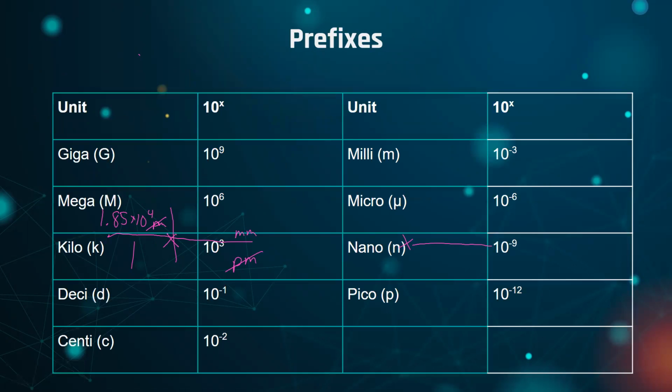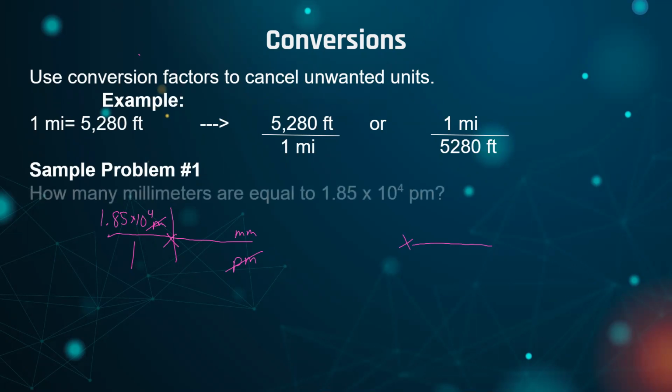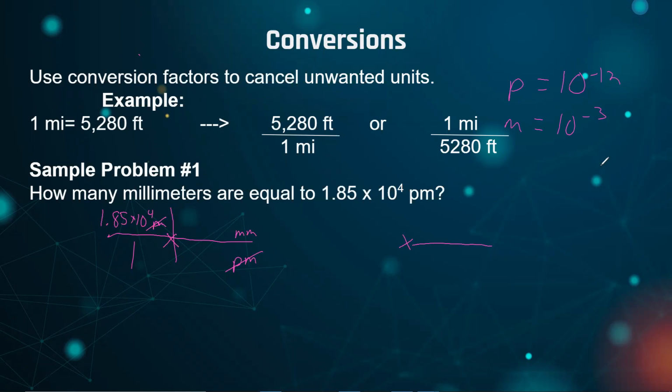So if we look at this table, pico is 10 to the negative 12 and milli is 10 to the negative 3. So let's keep that in mind. Pico is 10 to the negative 12 and milli is 10 to the negative 3. So the first thing that we want to do is find the difference between those exponents. So if we took negative 3 minus negative 12, we would get a difference of 9.